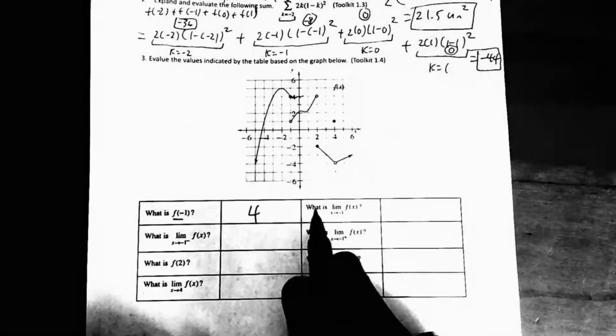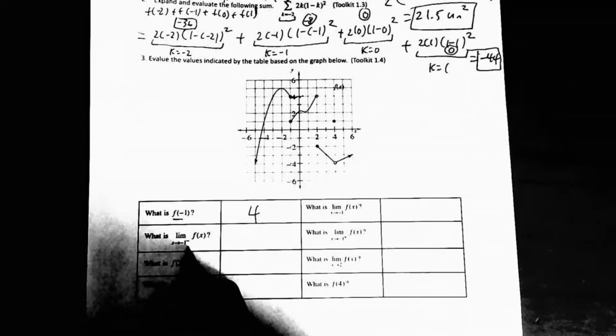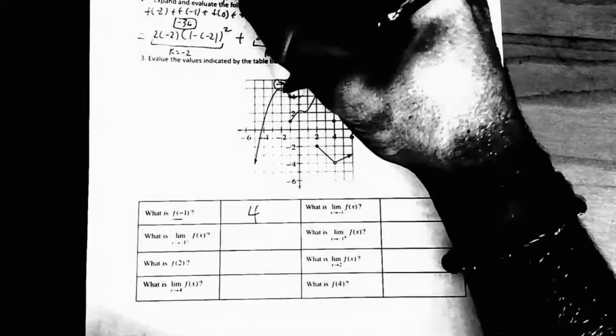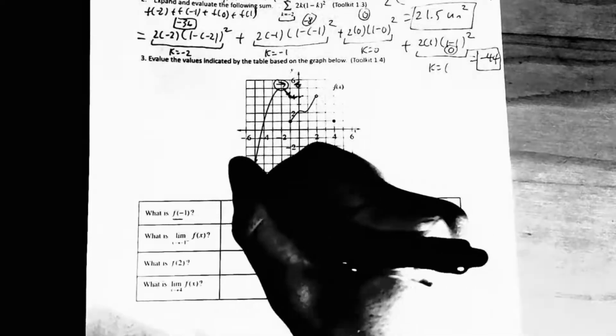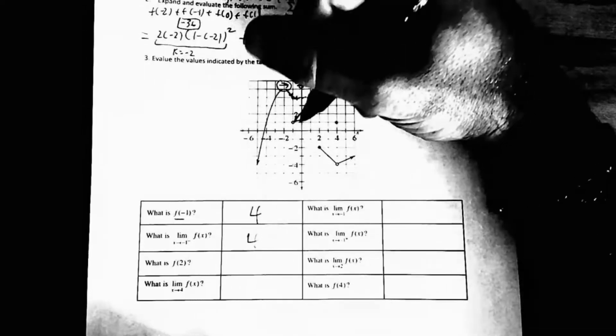Okay. What's the limit as x approaches? You know what? Let's do the left and right first. This comes later. Limit as x approaches negative 1 from the left side. So we're going towards negative 1, right? This is negative 1 right here. This time we're going from the left. So as I approach from the left, the limit is 4. As I approach from the right, though, I'm approaching negative 1 from the right side here. I get to 1.